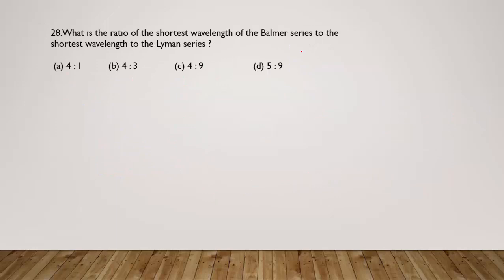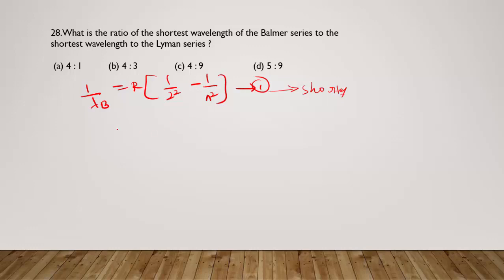The next question is, what is the ratio of the shortest wavelength of the Balmer series to the shortest wavelength of the Lyman series? For a Balmer series, 1/lambda b is R into (1/2² − 1/n²), where n is equal to 3, 4 up to infinity. By putting n equal to infinity in this equation, we get the series limit of the Balmer series. This is the shortest wavelength, and in this case we finally get lambda b is equal to 4/R.